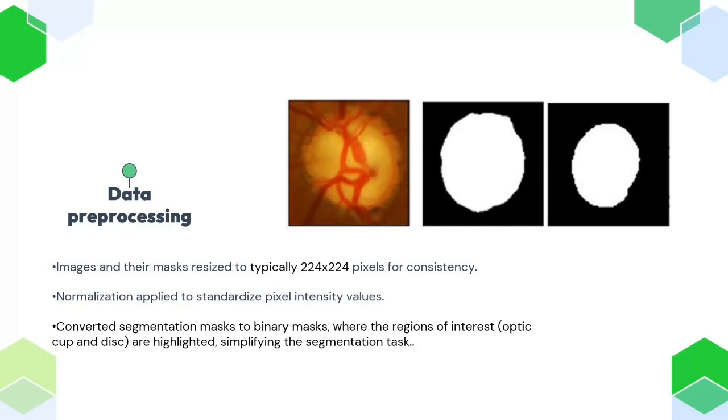Each retinal image along with its mask is resized to a standard dimension of 224 x 224 pixels. This uniform size is essential for maintaining consistency across all images and ensuring that the model can process them efficiently. Following this, the next step was normalization. We applied normalization to the images to standardize pixel intensity values.